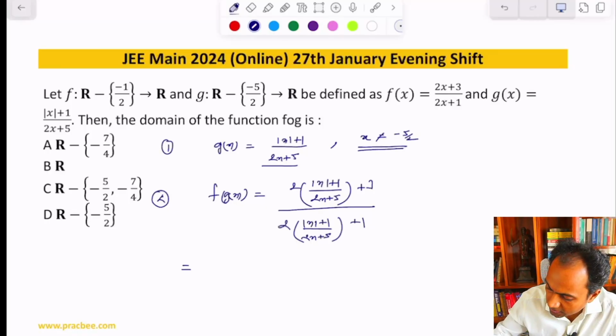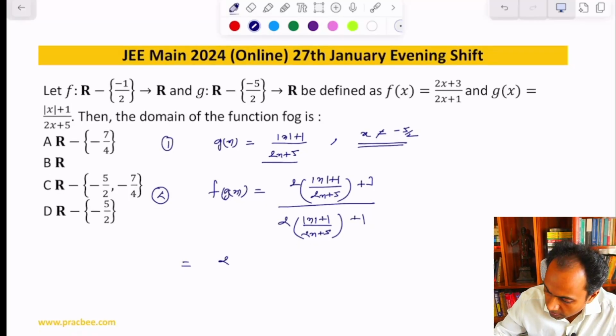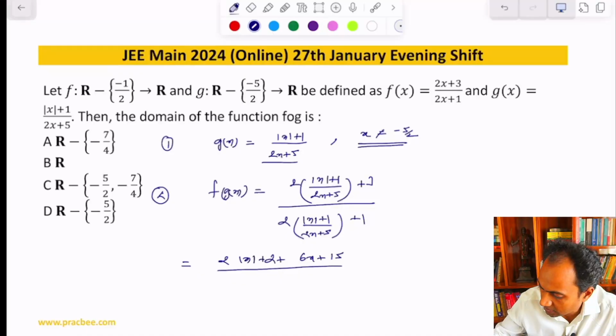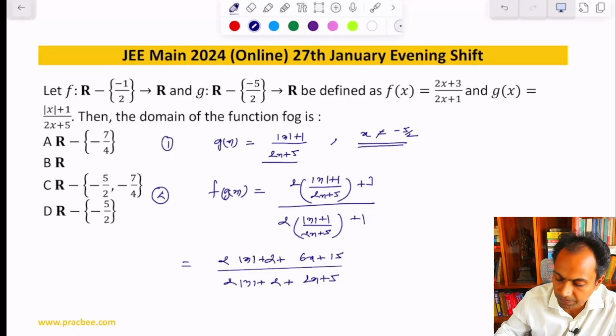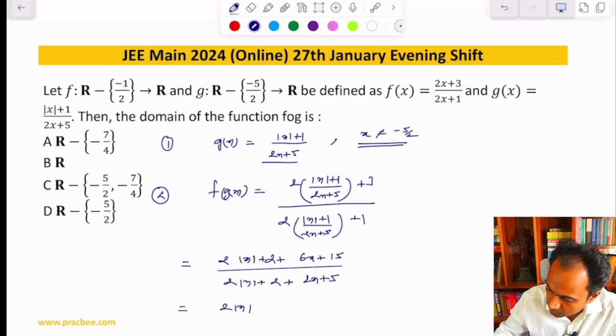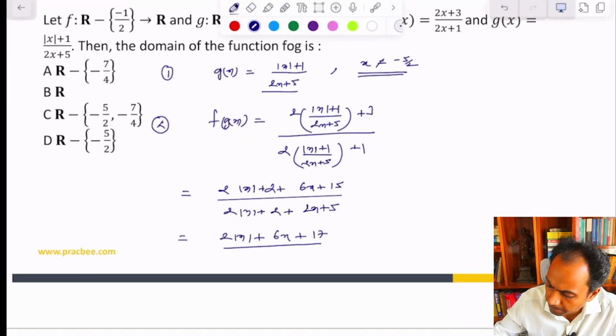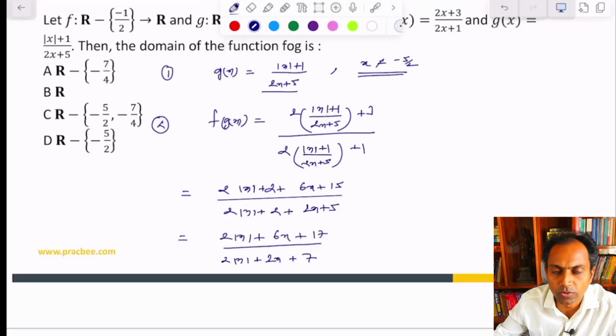If I simplify, this is (2 times mod of x plus 2 plus 6x plus 15)/(2 times mod of x plus 2 plus 2x plus 5). So it comes out to be (2 times mod of x plus 6x plus 17)/(2 times mod of x plus 2x plus 7). See, now I interpret it in two different scenarios.